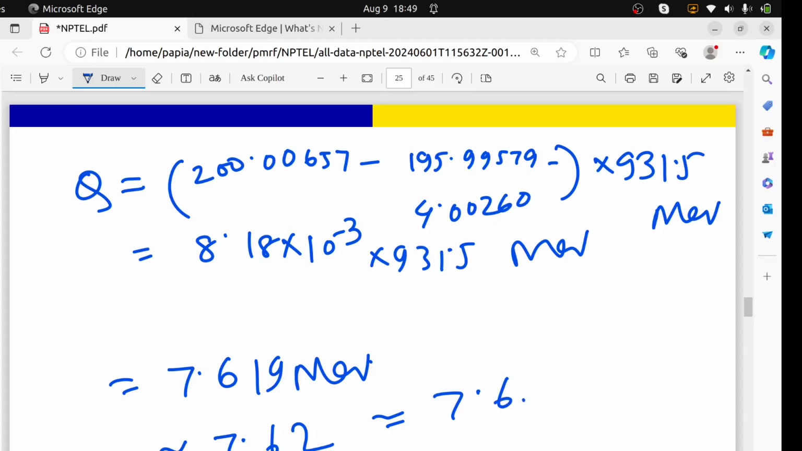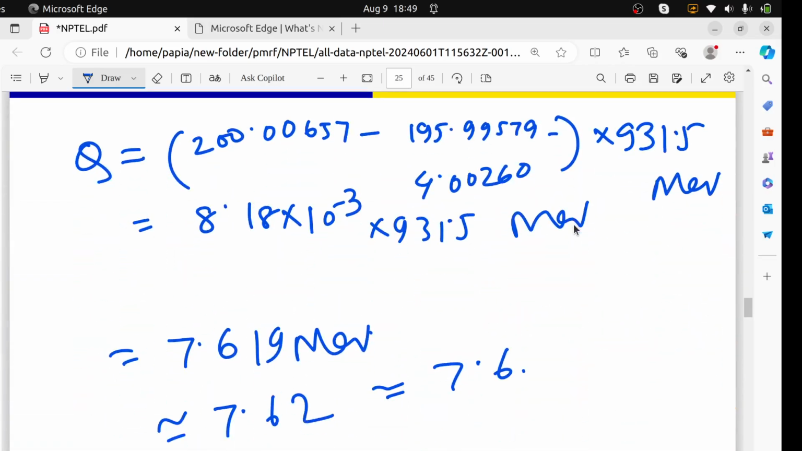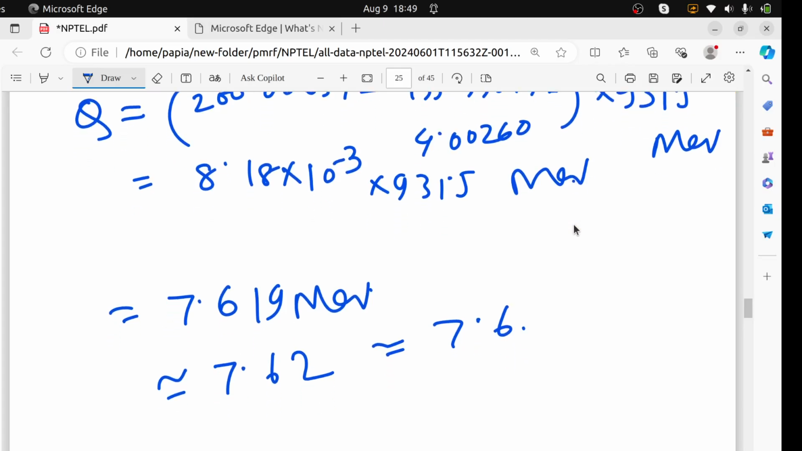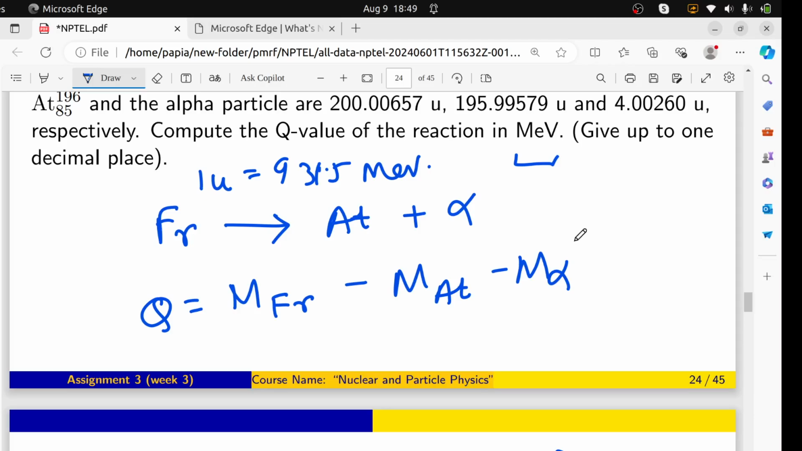Ma'am, we don't need to multiply this term of the masses total with C square, right? We have to, right? Yeah, because it is in MeV, so MeV is already taking care of C square and all these things. So we don't need to calculate the C square again. Okay, ma'am. We just need to do the mass difference between the parent nucleus and the daughter nucleus. That's it.